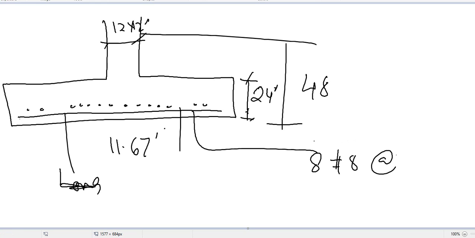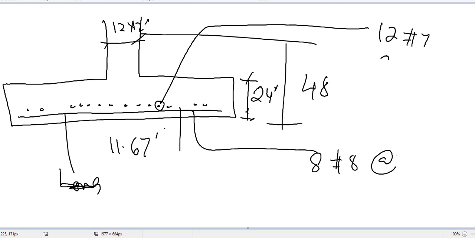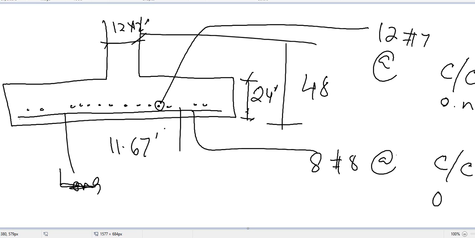You have to tell the spacing also. Same thing, you have to calculate this spacing also. This is, say, 12 number 7 bar at the rate of, you have to tell the center to center, or sometimes we call it on center, whatever you call it. And the same thing we have to tell this way, 2 number 7 bar at the rate of, you have to calculate the spacing here. There is some work here.